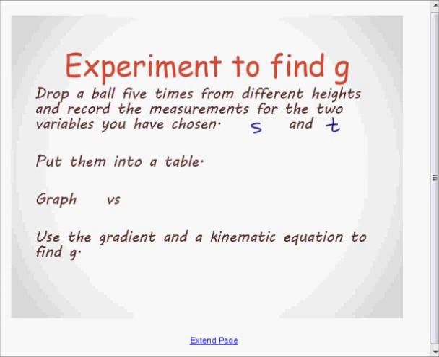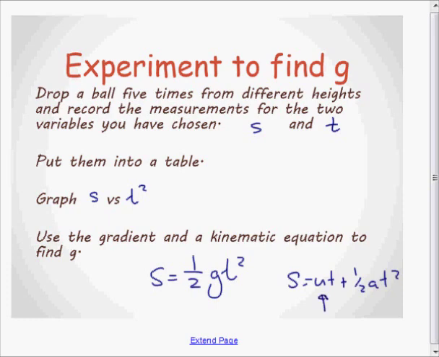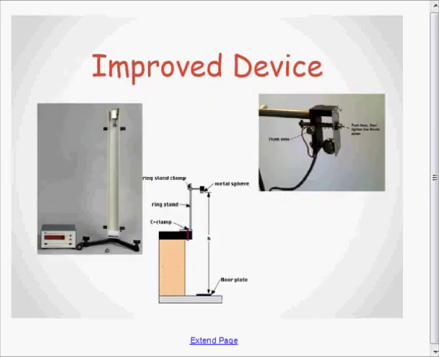We're going to graph S versus T squared. We're going to use the gradient and a kinematic equation to find G. What's the kinematic equation? S equals half GT squared. Where did that come from? S equals UT plus half AT squared, and U is 0 because we're starting from rest. This is a good device, one that you need to understand how it works, so we'll show you in class, but this is a picture of it for your notes.